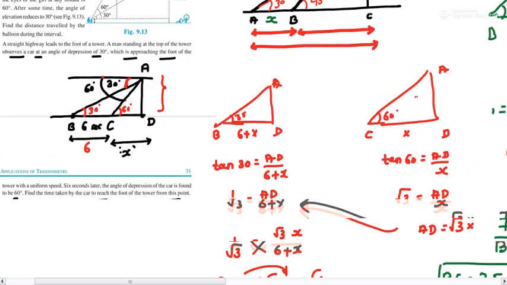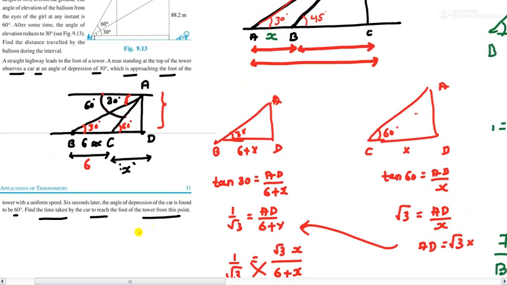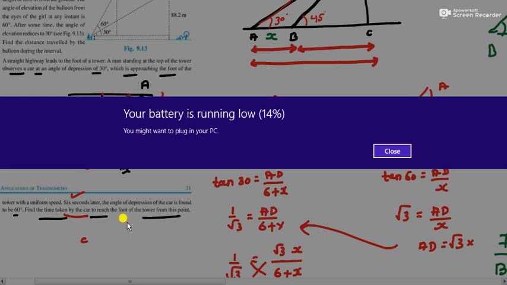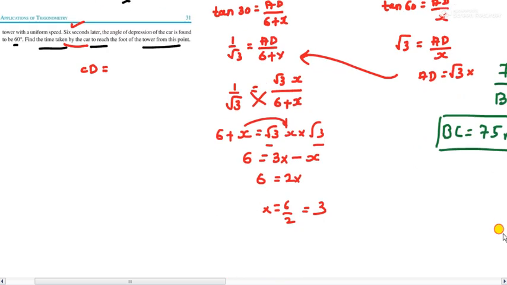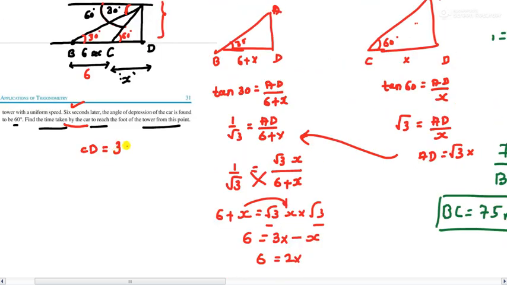And don't write this in meters because they have asked for the time. Since they had given the time in seconds, 6 seconds, this CD becomes how much? How much did we get now? 3 seconds. So the time taken is 3 seconds. Understood, everyone? Yes, sir.